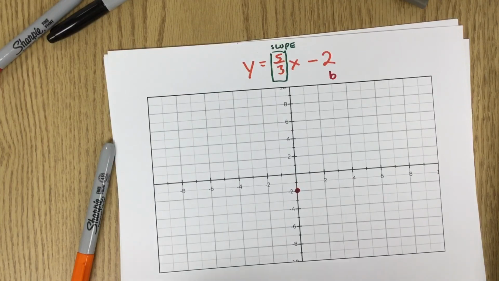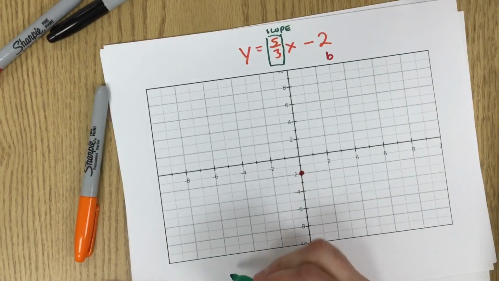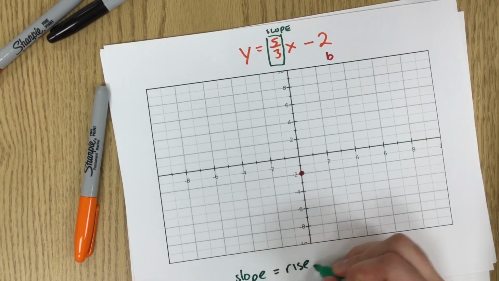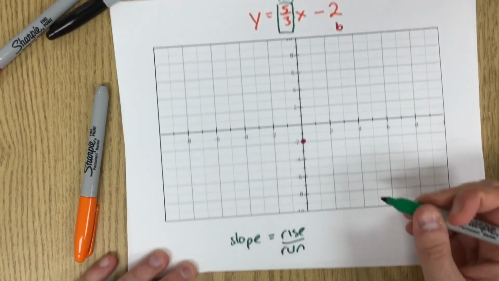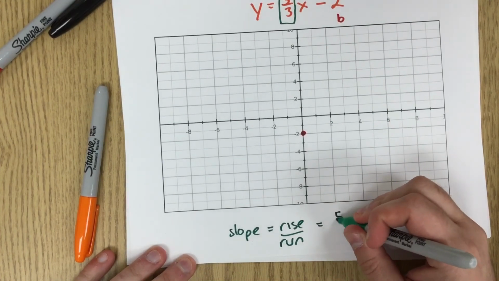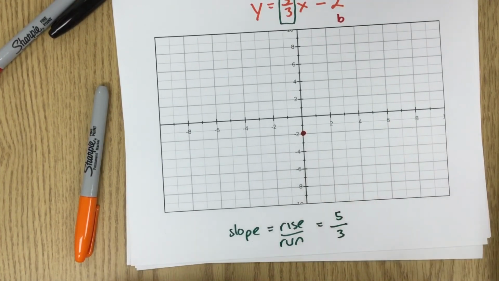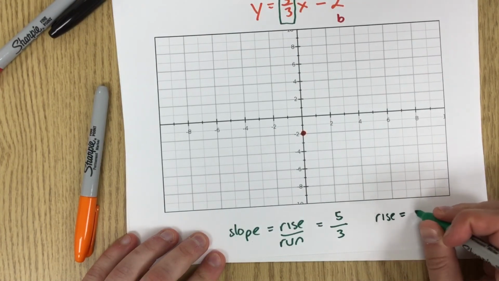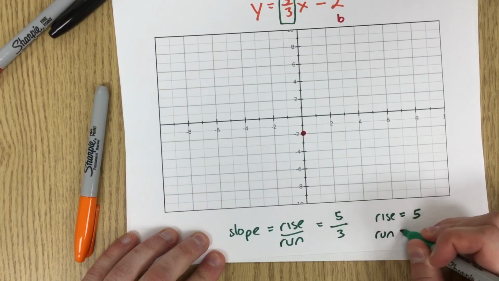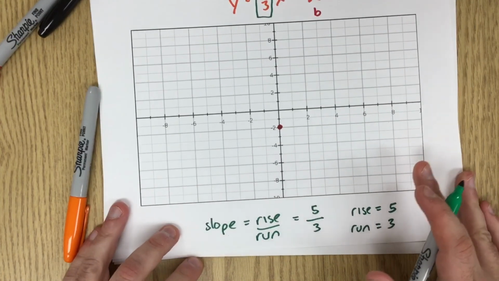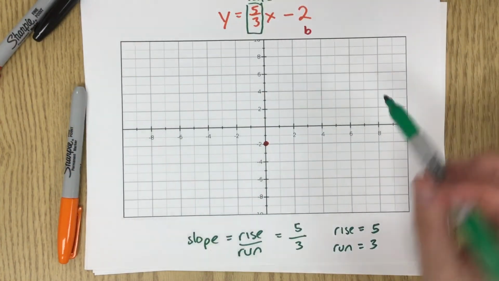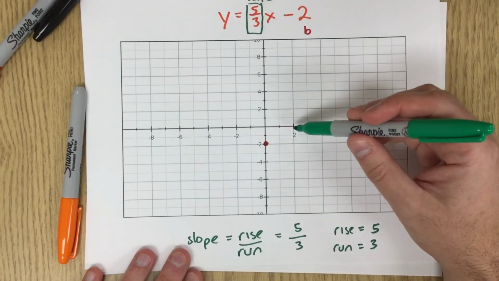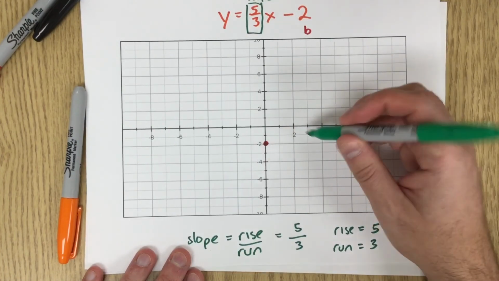Now we're going to turn to the slope. So the slope is 5/3. We remember that the slope is the rise over the run, which in this case is 5/3. So what that tells us is that the rise is 5 and the run is 3. So we're going to start at our y-intercept and make another point. We're going to run 3, 1, 2, 3.